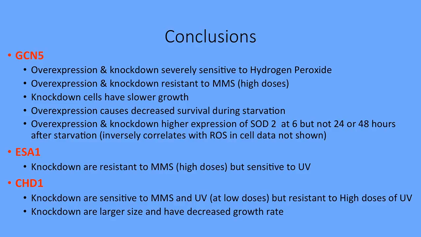And ESA1 knockdowns are resistant to MMS at higher doses, but sensitive to UV. So these look like they might be involved in repair at nucleotide excision. And then lastly, CHD1 knockdowns are sensitive to MMS and UV at low doses, but resistant at higher doses of UV, which I didn't get time to talk much about.